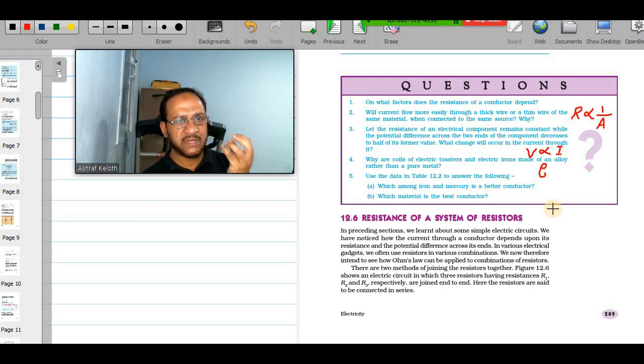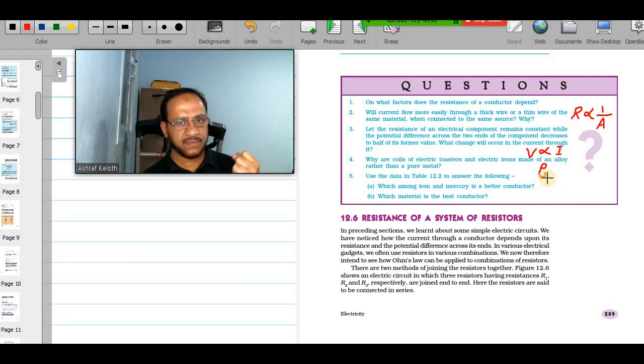Alloy means it is a mixture of two or more metals, or metals and non-metals. For example, steel is an alloy. In steel, we are mixing iron with carbon. Carbon is not a metal. So if carbon is mixed with pure iron, then it is called steel, used for construction purposes and all. So alloys are mixtures of two or more metals, or it can be metal and non-metal.